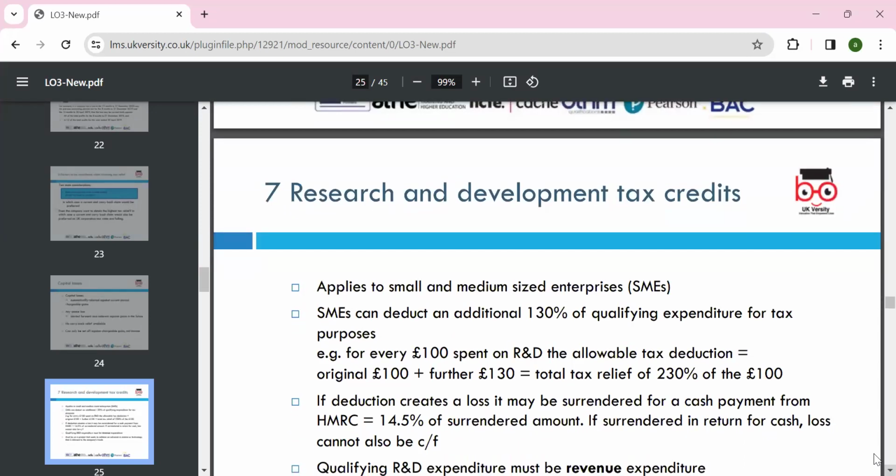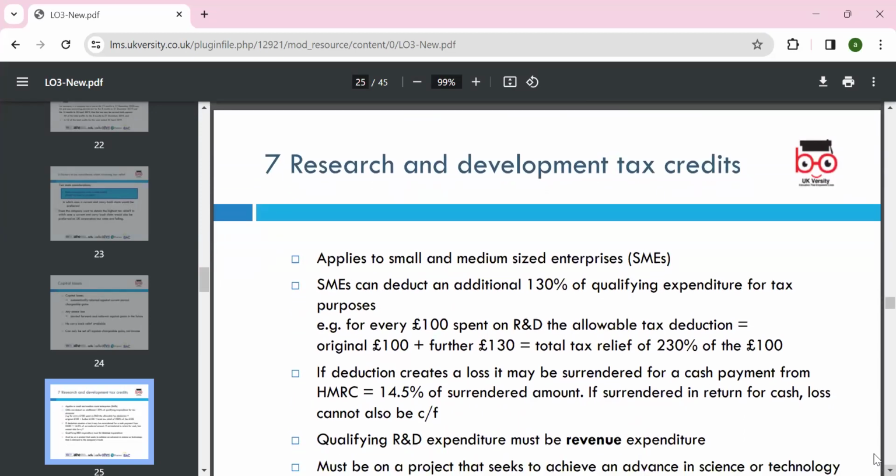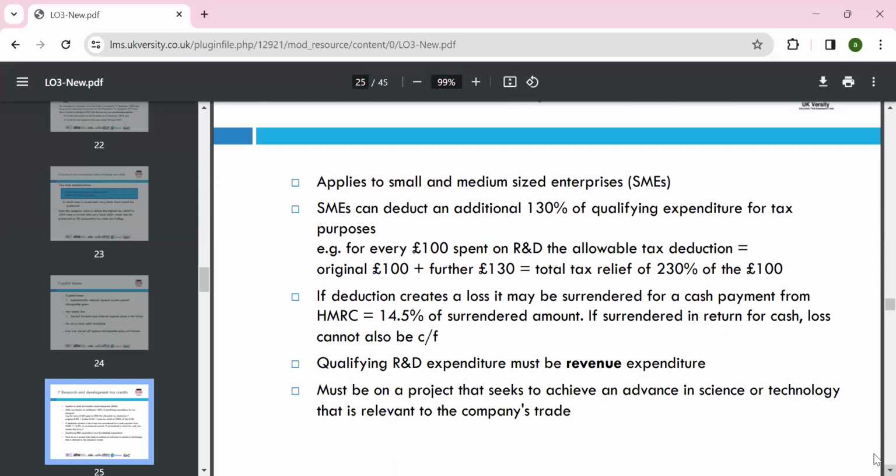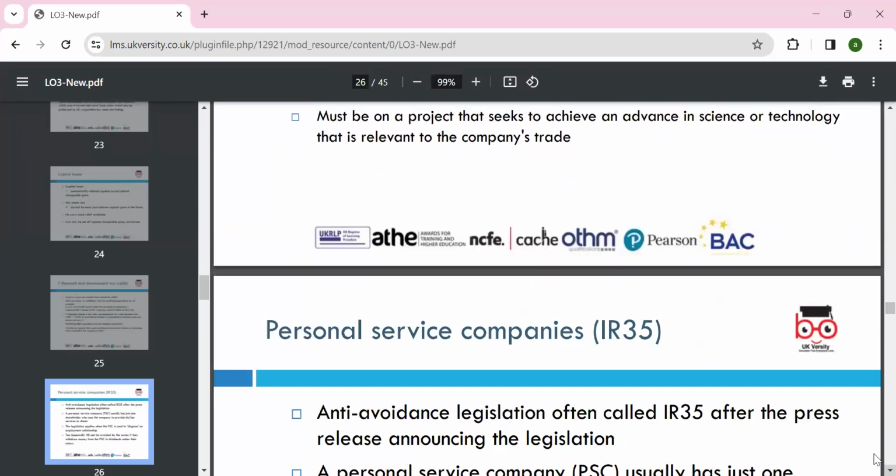Okay, research and development tax credit: small and medium enterprises, SMEs, can deduct an additional 130% of qualifying expenditure for tax purposes for every £100 spent on research and development. The allowable tax deduction is the original 100 plus a further 130, so the total tax relief can be 230. We can look at the rules of the SME scheme, particularly if the deduction creates a loss, which may be surrendered for a cash payment from HMRC of 14.5%. So that's what we can look at in that particular year.